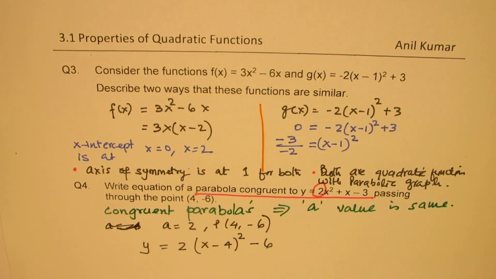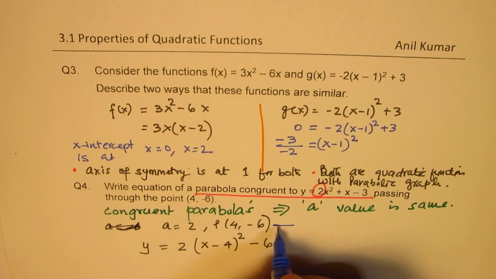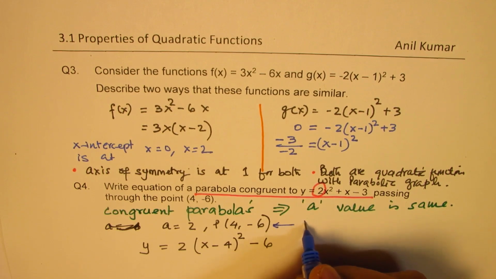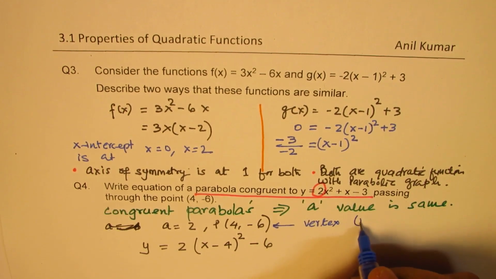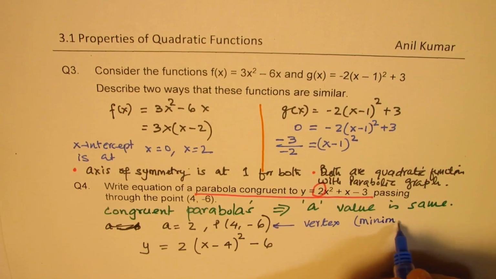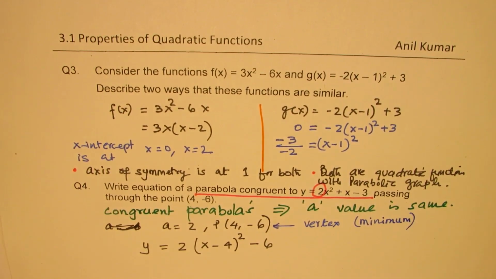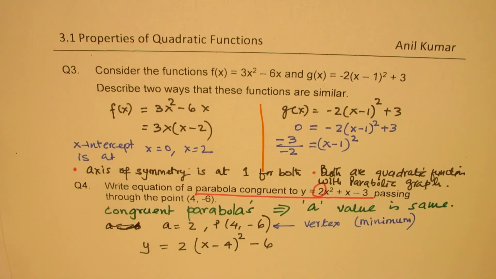So we can use this point (4, -6). In this case, since we have taken a as positive, the parabola opens up, so we can take this as our vertex, right? Which will represent a minimum. Correct? So exactly, that could be the equation which we can provide in this particular case.